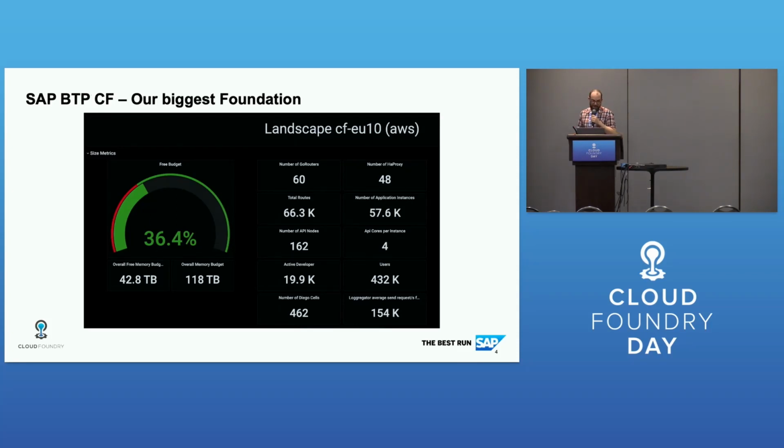This is our biggest foundation, our Cloud Foundry masterpiece, one of what we call landscapes. It has in total 118 terabytes of Diego capacity. We have 60 Go routers, 162 API nodes, and as you can see, 400,000 users, 462 Diego cells. This is one of our biggest challenges: to keep this important landscape up and running.